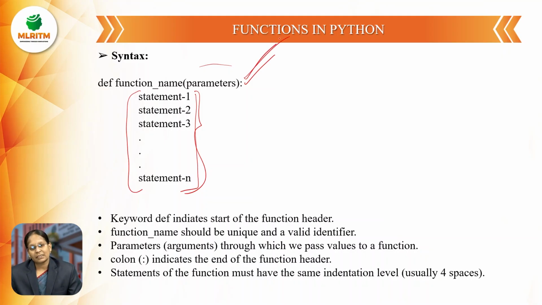Now the key points while defining a user defined function. The keyword def indicates the start of the function header. The function name should be unique and a valid identifier. Parameters are the arguments through which we pass values to a function. The last one is the colon. When we write the colon at the end of the function header, it indicates the end of the function header.